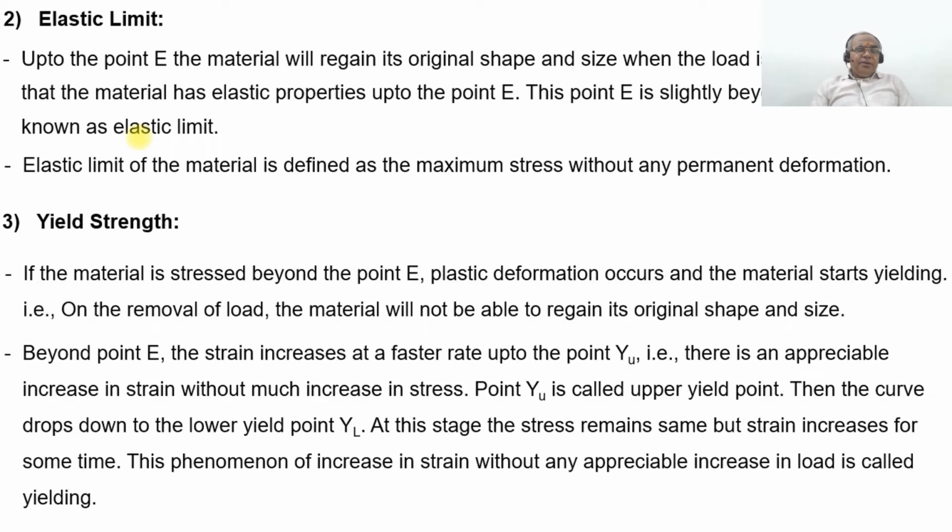Then beyond the point E, the strain increases at a faster rate up to the point YU. That is, there is an appreciable increase in strain without much increase in stress. Point YU is called the upper yield point. Then the curve drops down to YL, which is the lower yield point. At this stage, the stress remains the same, but strain increases for some time. This phenomenon of increase in strain without any appreciable increase in load is called the yielding. So the material will start yielding to the load you have applied.